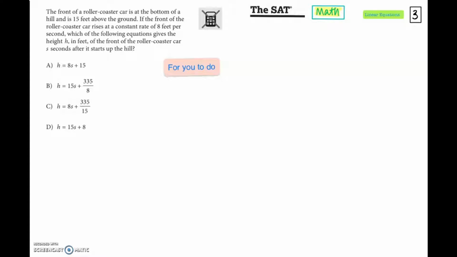Hello, welcome back. We're helping you get ready for the SAT math portion, and the last time we left off, you were going to try this problem on your own and find out what the correct answer was. So now let's take a look at this one together.